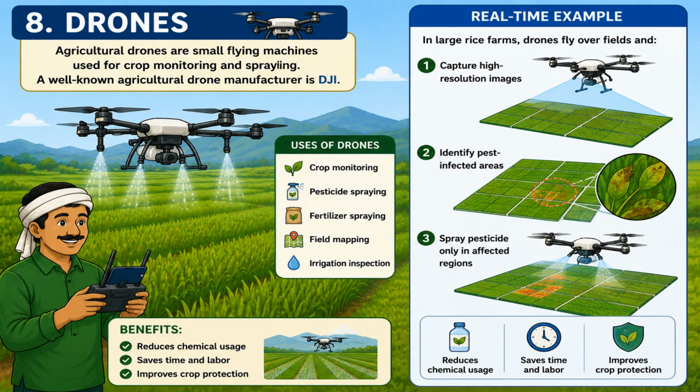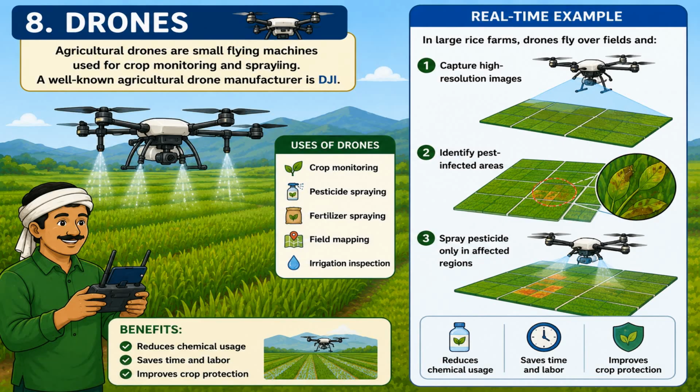First, the drone will fly over the fields and capture high-resolution images of the crops. These images are then analyzed to identify areas affected by pests or diseases. After locating the problem, the drone sprays the pesticide only in the infected regions instead of spraying the entire field.